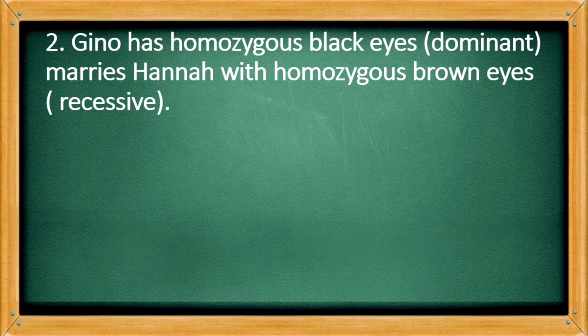Next, number 2. Gino has homozygous black eyes, which is dominant, and marries Hannah with homozygous brown eyes, which is recessive. Now, determine the offsprings, its phenotype and genotype, the phenotypic ratio, the genotypic ratio, and the probability of occurrence of traits in a given cross.